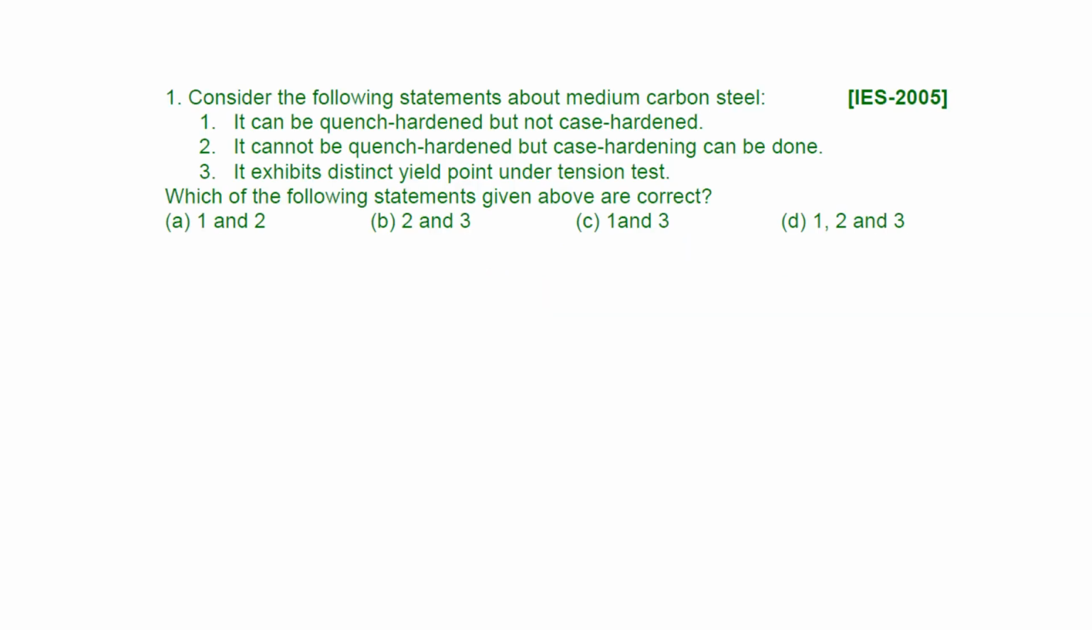Okay, so the first question of today's lecture is: consider the following statements about medium carbon steel. There are three statements, and they are asking which are correct. Let's read. It can be quenched, hardened, but not case hardened. It cannot be quenched, hardened, but case hardening can be done. It exhibits distinct yield points under tension test. Let's see which statement is correct for medium carbon steel.